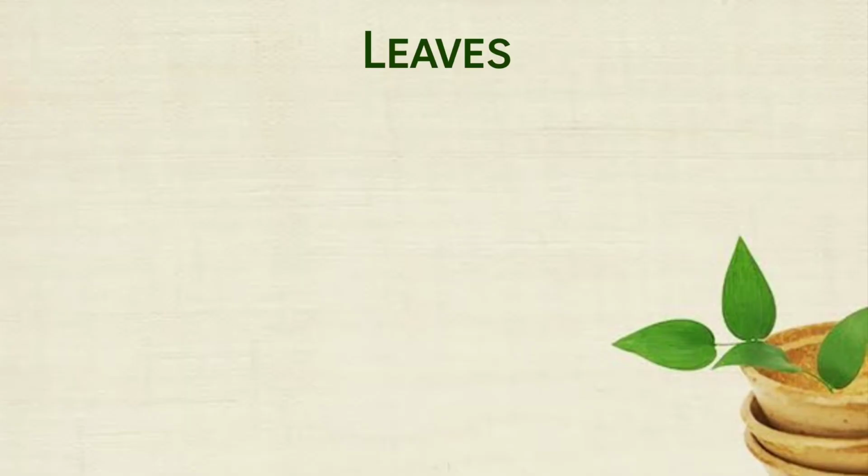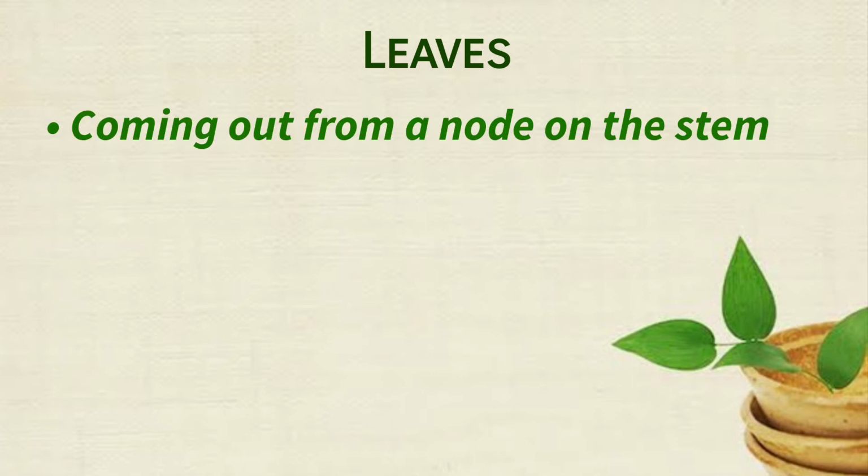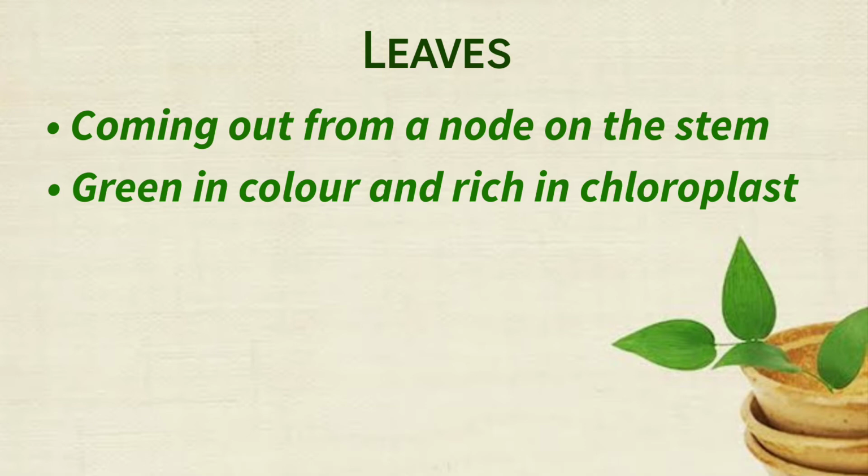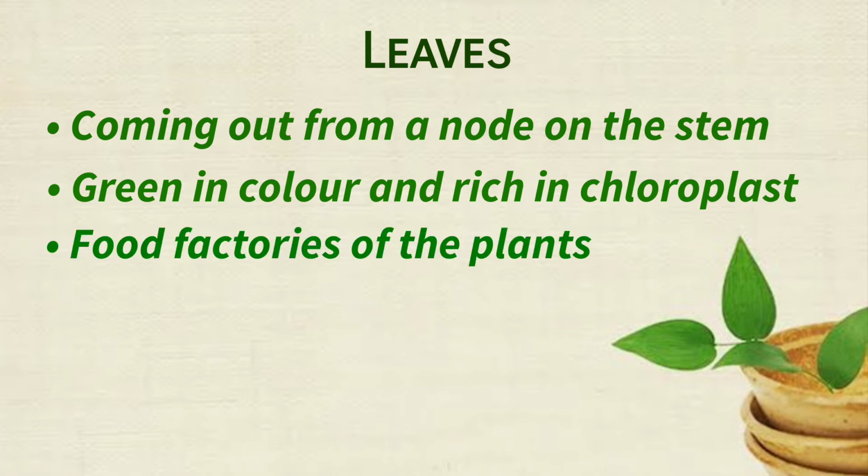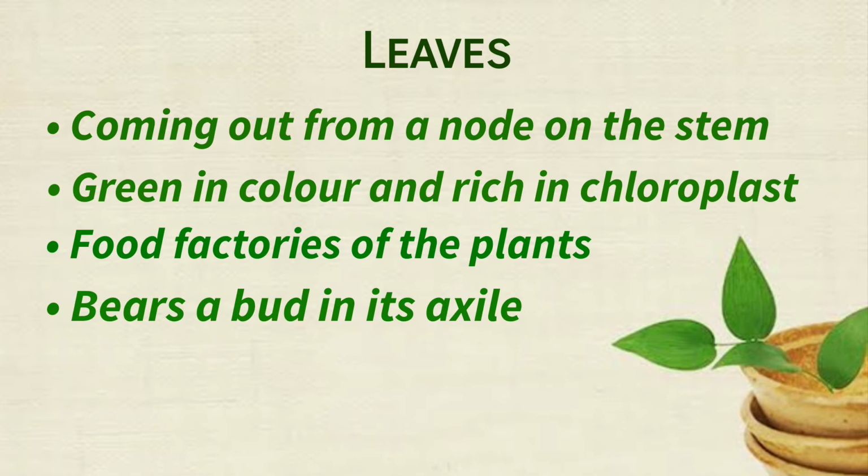Leaf. A leaf is an organ of a plant which comes out from a node on the stem. These are green colored structures rich in chloroplast. As they have chlorophyll in them, they are considered to be the food factories of the plants. Each leaf bears a bud in its axil. Next, parts of a leaf.